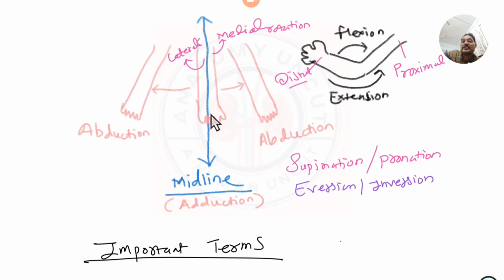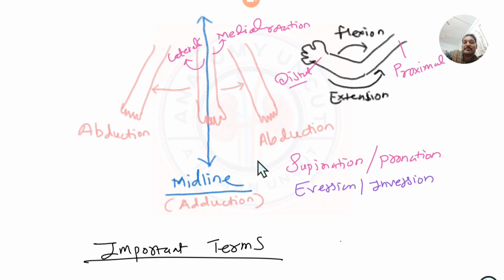So abduction, the b and d come in that word. Where p and d are, you know, distant, b is away from the d. So remember it that way also: abduction is taking that structure away from the midline, and if it is coming back towards the midline, it is known as adduction. So this is the adduction.